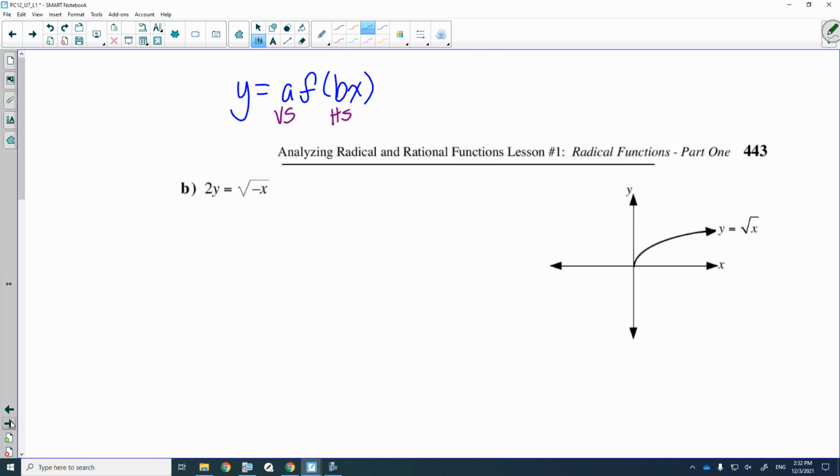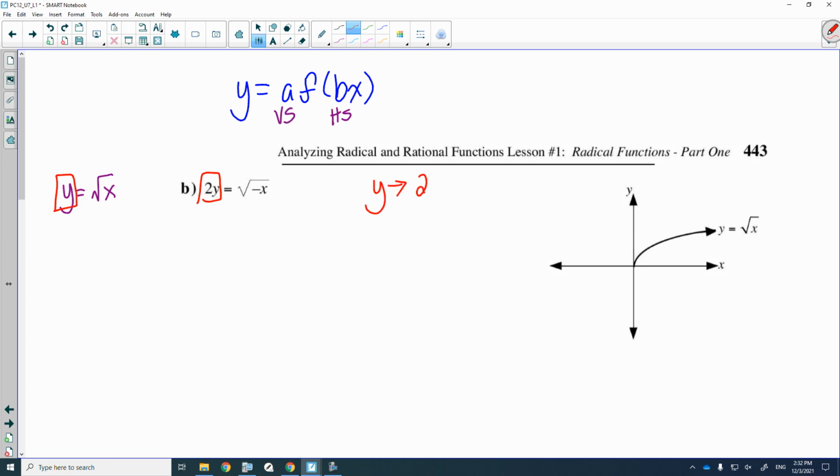Let's look at graph B. And again, we're having 2 transformations happening. We're going to have a stretch and we're going to have a reflection. So let's deal with the stretch first. So remember that the original graph is going to be y is equal to the square root of x. Y comes out and 2y goes in.